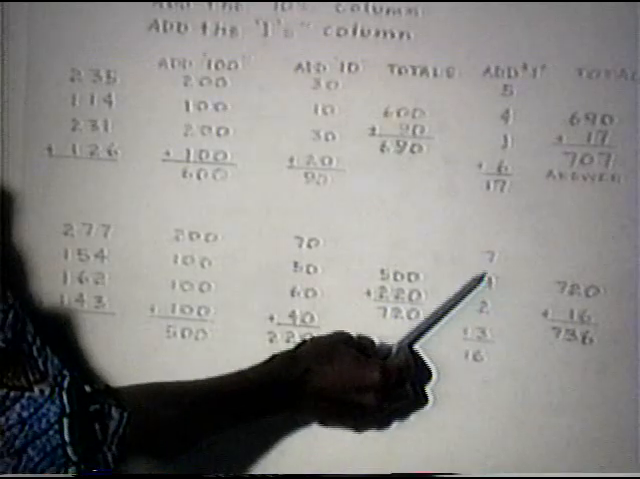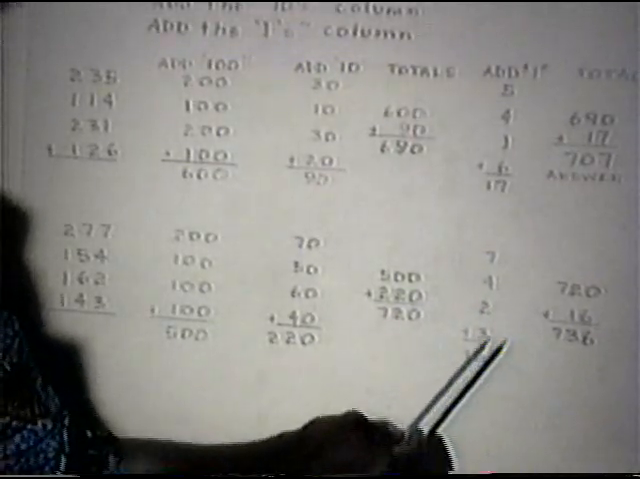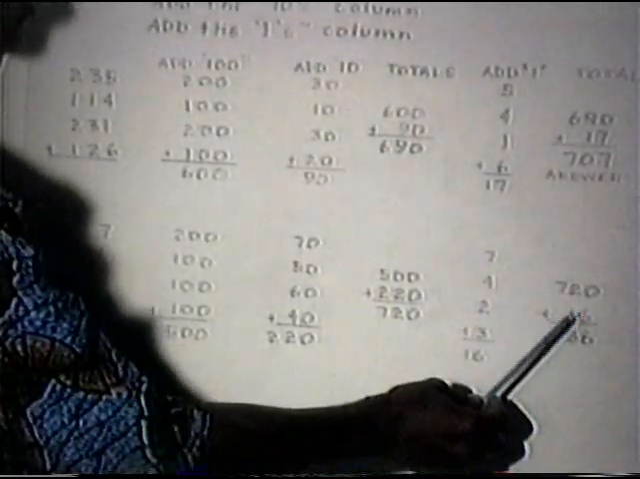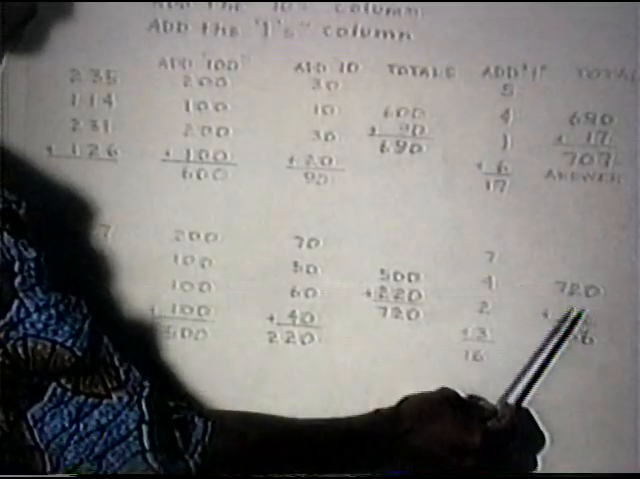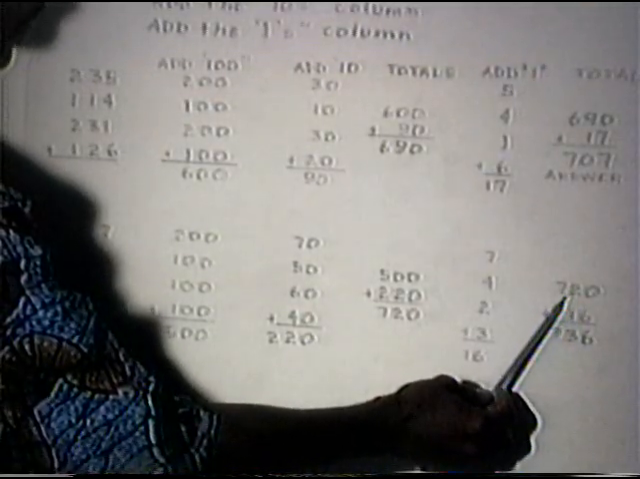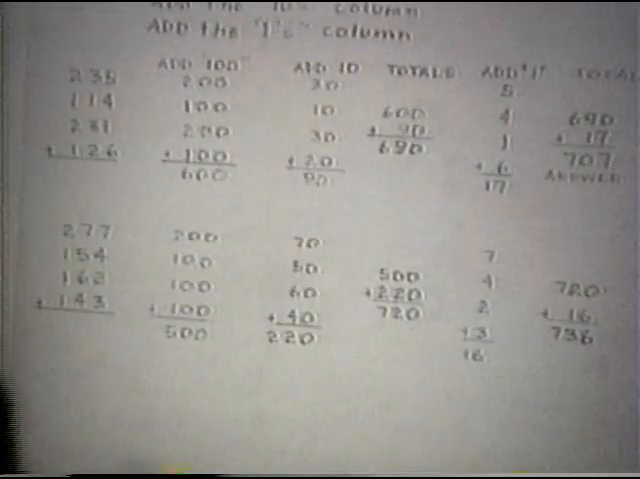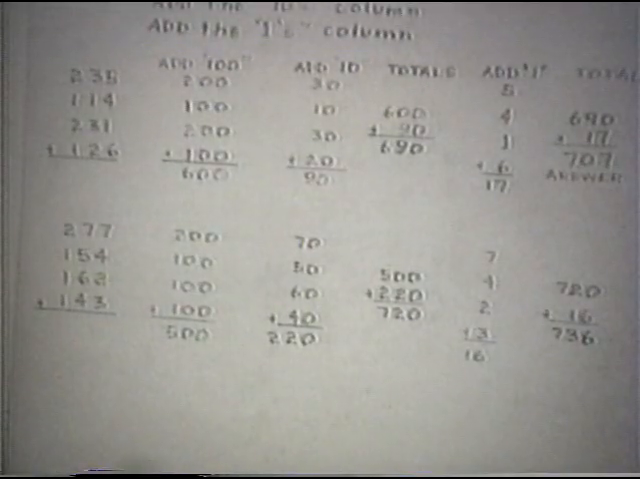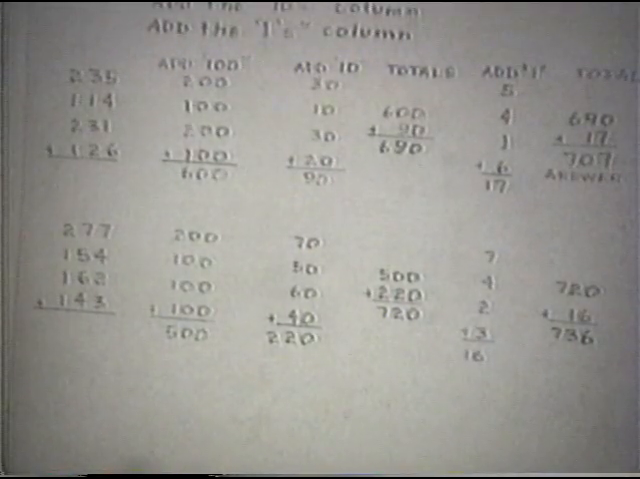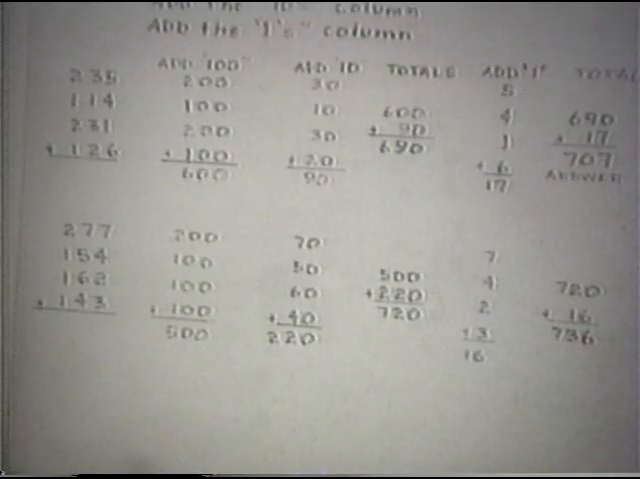3, 2, 4, 7 gets 16. We add the 16 to the sum of the tens columns and 100 columns, and we get 736 as our answer. That's addition from left to right. You may want to put it on pause and copy it.